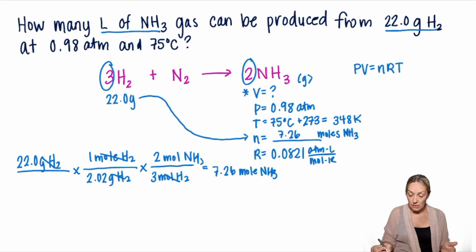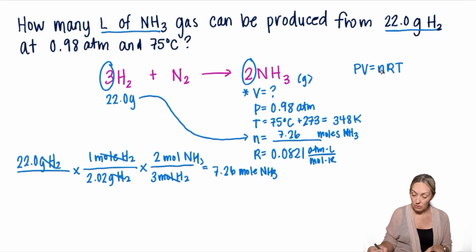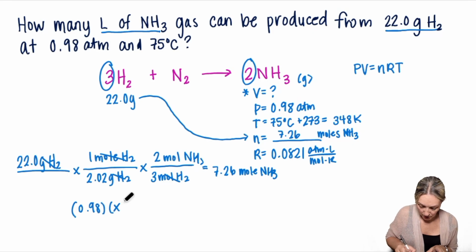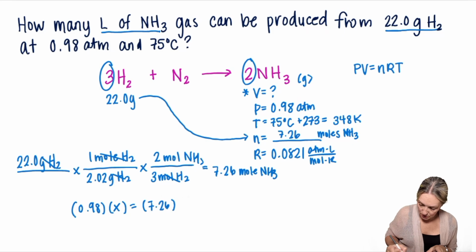I now know this number right here. Notice that now that I have moles of NH3, I have 4 out of the 5 variables, so I'm ready to solve for volume. In order to solve for volume, I'm going to use my equation PV equals nRT, and I'm going to substitute in the numbers. Instead of pressure, I'm going to put 0.98 atm. Instead of volume, I'm going to call that x, since that is my unknown variable. My n value is what we just calculated, 7.26. The R is 0.0821, and the temperature is 348 Kelvin.